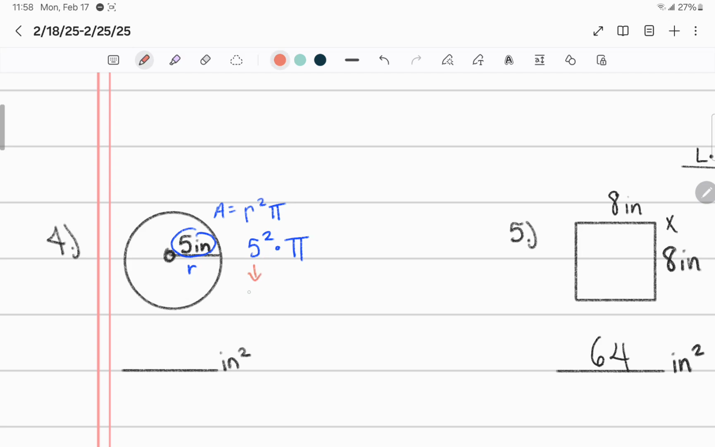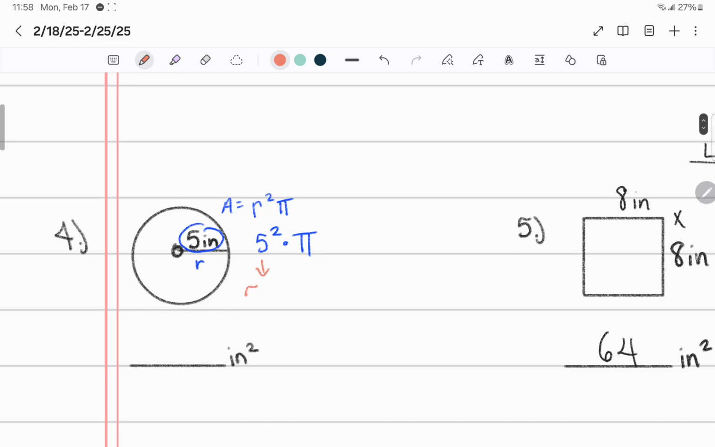Remember that this is not 5 times 2. That's wrong. This is 5 times 5. If this number here is a 3, we would be doing 3 times 3. If that number is a 10, you would be doing 10 times 10. Whatever it is, times itself. Not times 2, times itself. So 5 times 5, that's 25. And then you're going to attach the pi symbol. So here we don't have to evaluate the pi symbol.